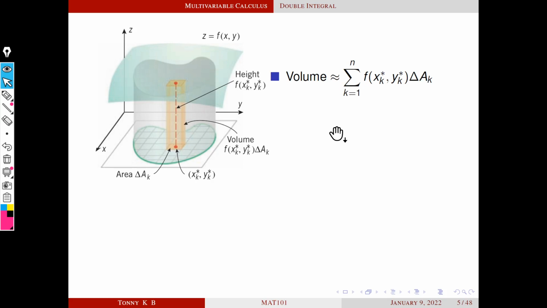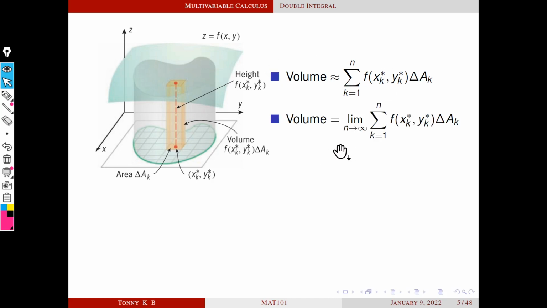Similar to our one variable calculus, or in the case of area, we know that this sum has some errors. Okay, and how to reduce the error? If the size of this subrectangle is very small, the area is automatically reduced. Or that is equivalent to the number of subrectangles being very large. So if you take n tends to infinity, this sum is equal to the volume. Okay, that means the error is very small and tending to 0.